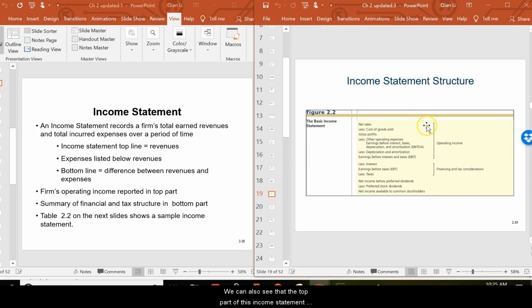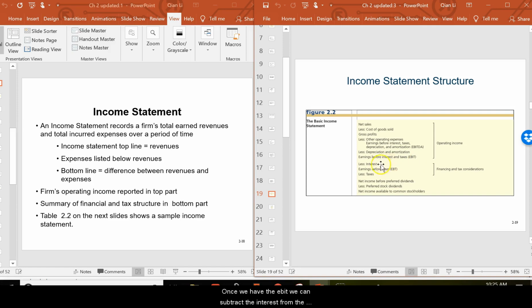We can also see that in the top part of this income statement, we have the process of getting the so-called operating income. We want to see how much income is generated from the company's operating activities. And that is after you subtract the main operating costs and expenses from the sales. So we end up with the operating income, or say the earnings before interest and taxes, which is also called the EBIT.